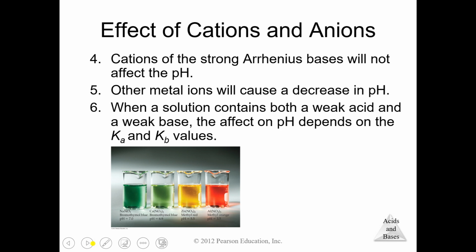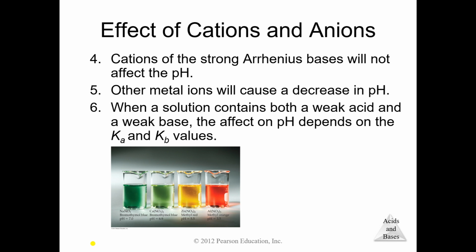Okay, so when we have cations of the strong Arrhenius bases, remember Arrhenius said acids will give off a hydrogen ion in solution and bases will give off a hydroxide ion in solution. But cations of strong Arrhenius bases will not affect the pH. They behave much like the cations of just a strong Lewis acid. Not Lewis acid, Bronsted-Lowry acid. Metal ions will decrease the pH, making it more acidic.